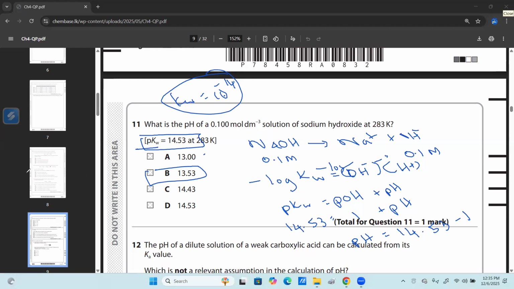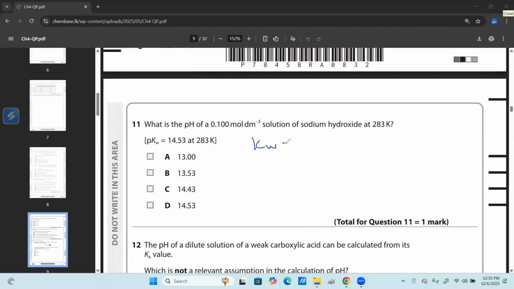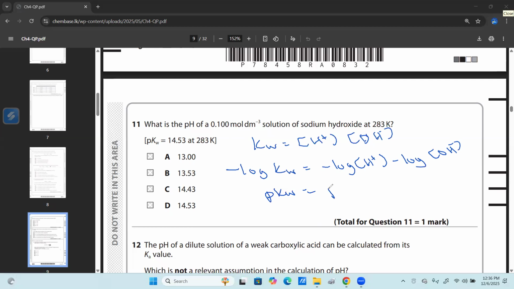To get pKw, you need to take, this is the equation, ionic product of water, H plus and OH minus. To get pKw, you take minus, okay, I'll write in a different line. If you take minus log of everything, minus log H plus minus log OH minus. So here it's pKw, here it's pH, here it's pOH. This is what you are getting.